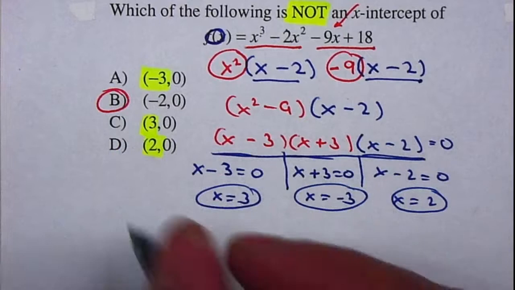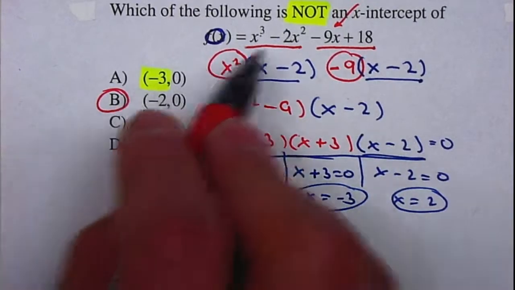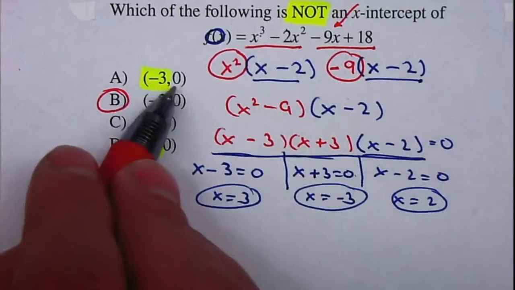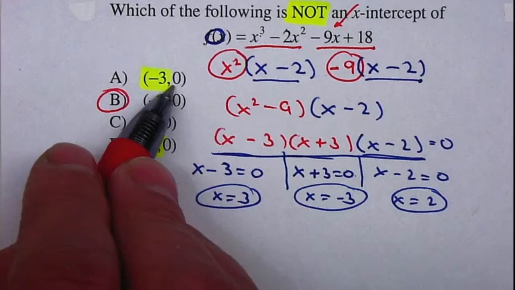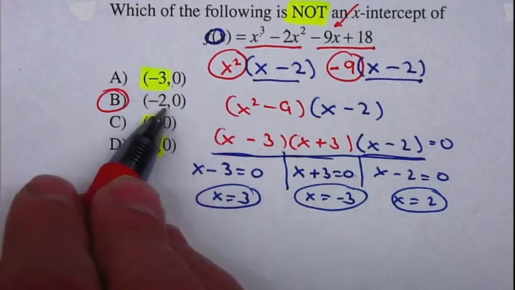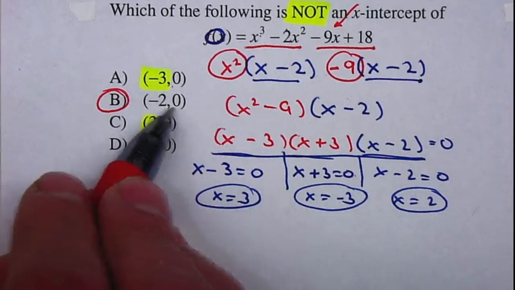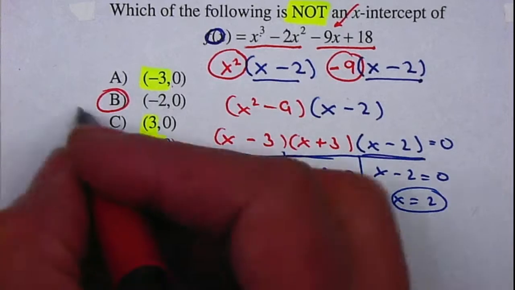Remember, the other way that you could have done this is to just plug in a negative 3 into each of the x's, and it should give you a 0. That'll be an x-intercept. If it does not give you a 0, that means that it would not be an x-intercept. But for now, your answer is letter B.